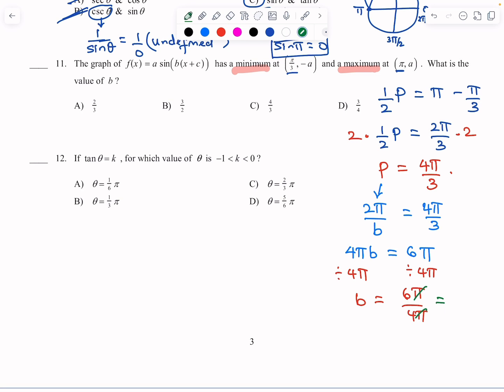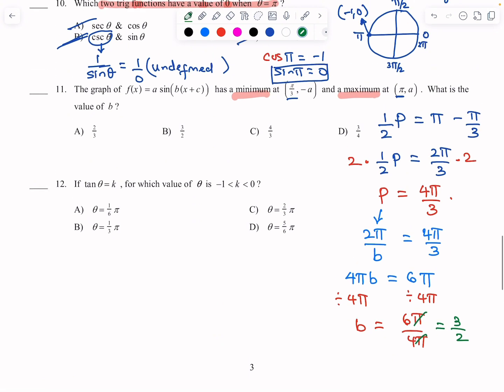Now what do you see? This pi is going to cancel out this pi. And if you simplify 6 divided by 4 to the lowest term, you have 3 over 2. And that option is going to be option B. Now let's go to question number 12. For question number 12, I'm just going to move fast on this one.